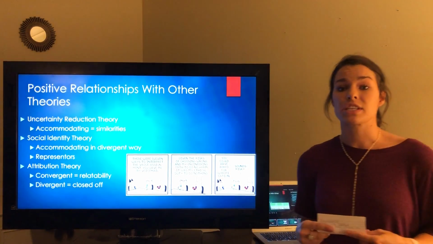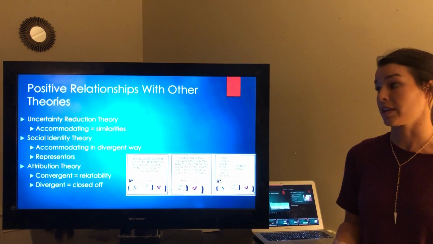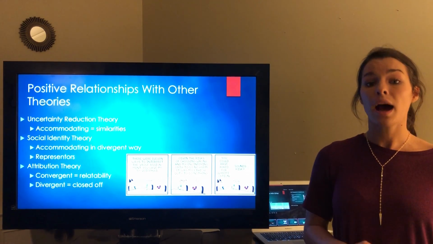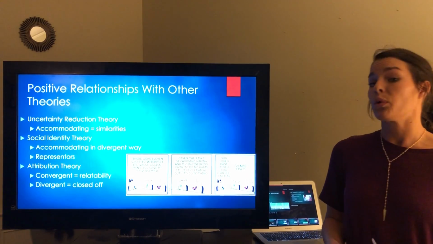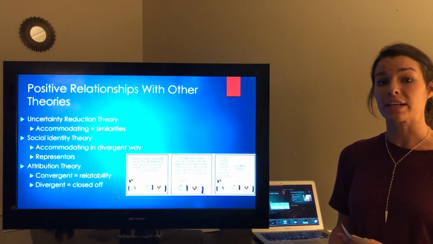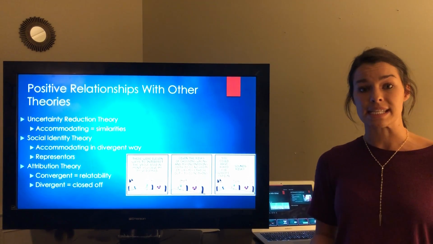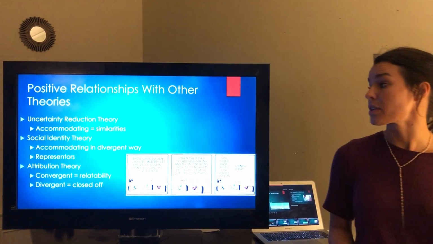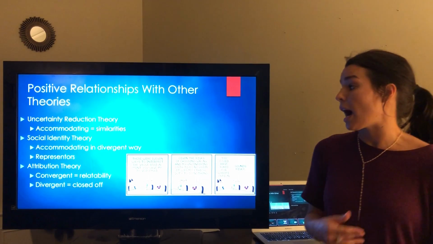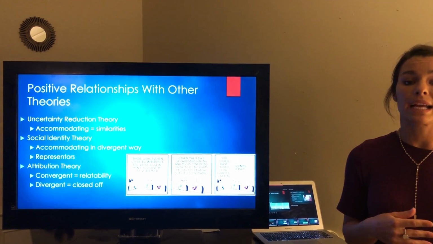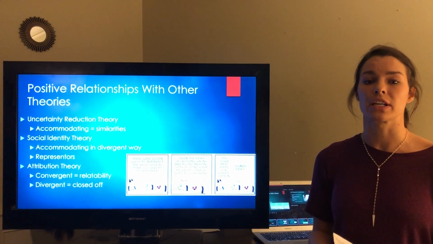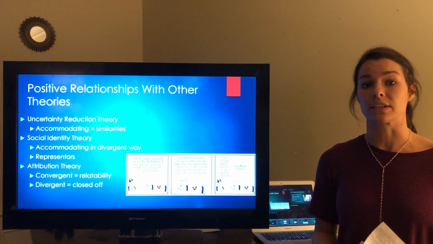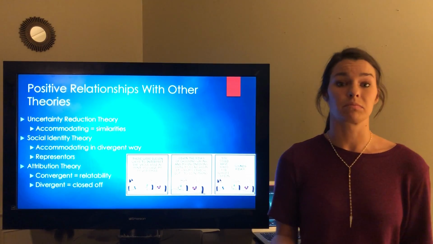There are some positive relationships through CAT that we have with other theories. Uncertainty reduction theory is one of those. By being able to accommodate to different types of communication, we create similarities, and similarities will reduce our uncertainty of a person or an experience or a conversation. Next, social identity theory. We're accommodating in a divergent way because we're representatives of our social identity. We are speaking and using the communication skills of those that we are identifying with socially.